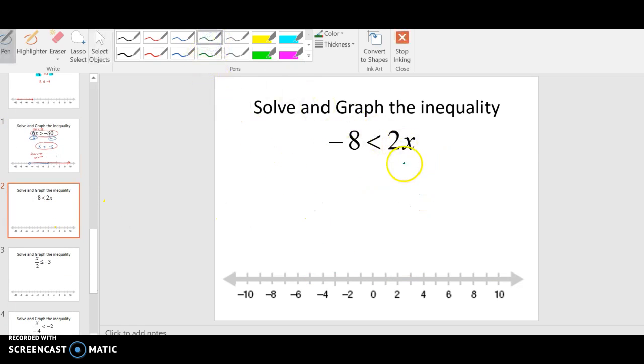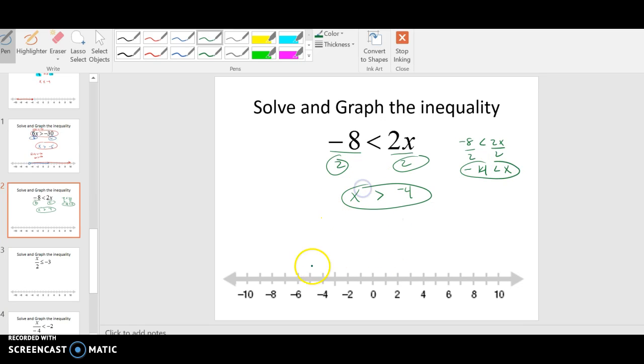Here, what am I dividing by to get rid of the 2? Now, when I write this, x, negative 8 divided by 2 is negative 4. I divided by a positive, so I don't flip the inequality sign. But if I write it this way, I get negative 4 is less than x. I want to rewrite this so the alligator is eating the x. So I'd go to negative 4, shade to the right.